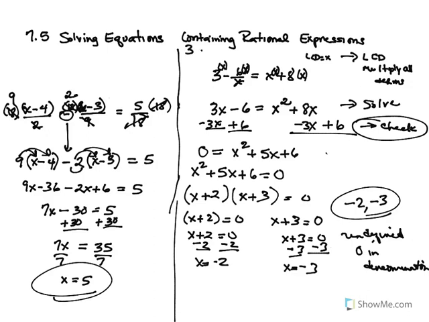So since our original problem here had a denominator of x, none of my x's that I got, x equals negative 2 and negative 3, neither one of those x's would make a 0 denominator, so we're good to go. So there's no issues. We have nothing that needs to be taken out of this particular solution set.